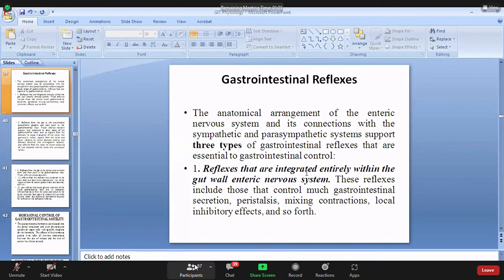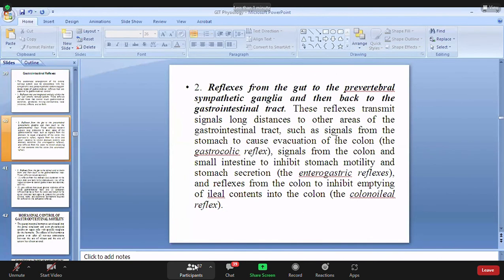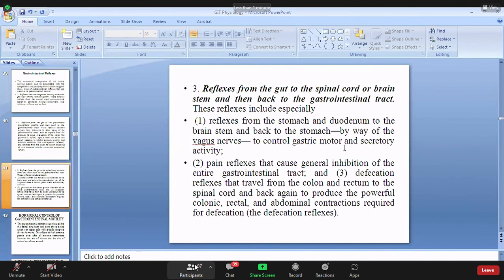Okay. This anatomical arrangement of the enteric nervous system and its connection with the sympathetic and parasympathetic system supports 3 types of reflex. One reflex is integrated within the enteric nervous system. The next reflex we said is from the gut to the prevertebral sympathetic ganglia, and then again back to the GI tract. And the last one is from the gut to the spinal cord or brainstem, and then again back to the GI tract. Is it clear to all? Yes, ma'am. So if the question on GI reflexes comes, then you have to describe it under broad headings along with examples.